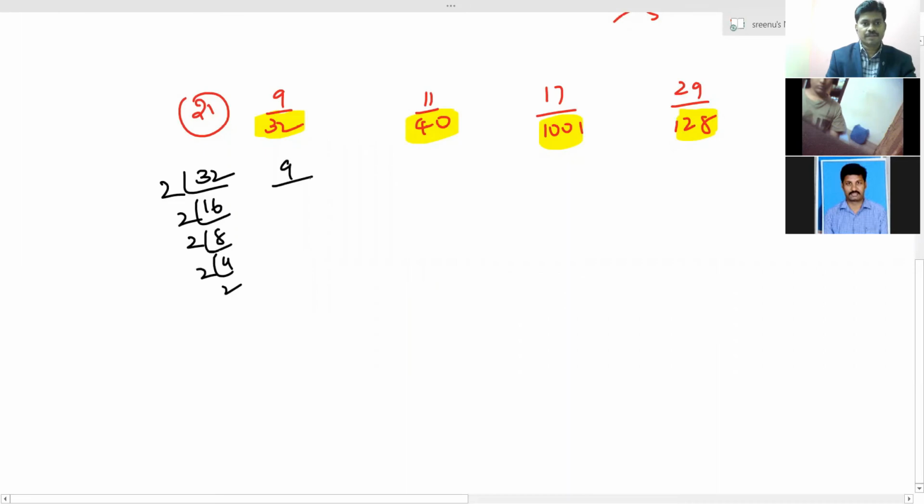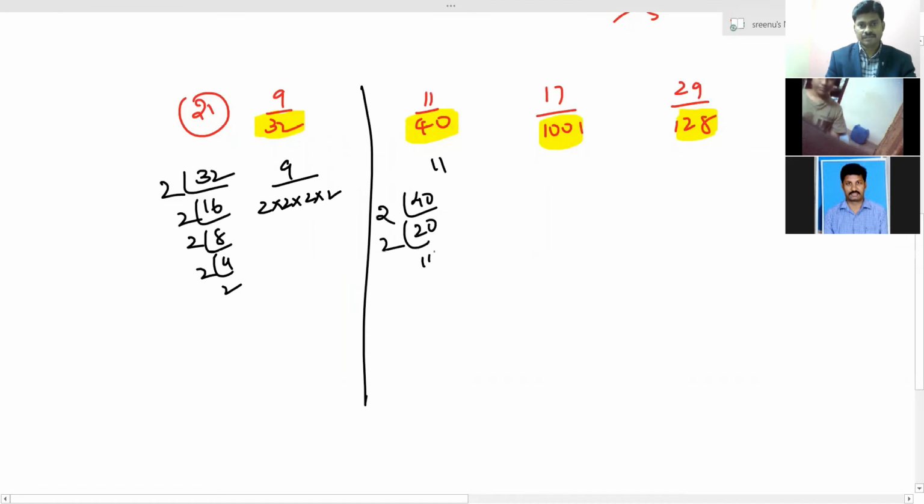So what did I get here? 2, 2, 2, 2. Okay, now? Avinash, listening? Yes, sir. Now 40, I will do the factorization. And 11 by 40 will become 2 into 2 into 2 into 5.